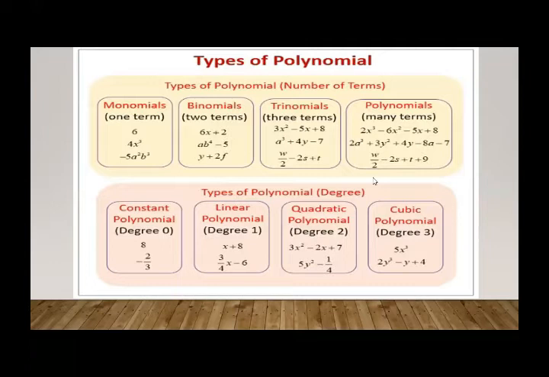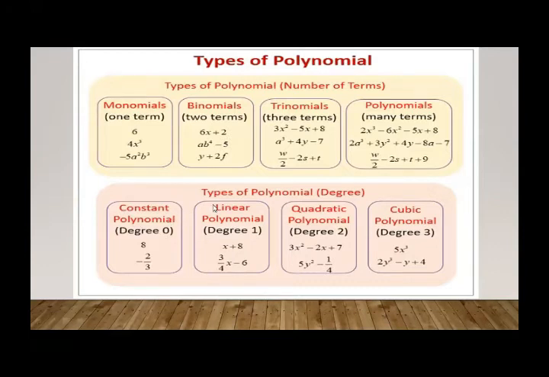So the first example is 2x cube minus 6x square minus 5x plus 8. We see there are four terms. Next, 2a cube plus 3y square plus 4y minus 8a minus 7. There are five terms. In the last, w upon 2 minus 2s plus t plus 9.